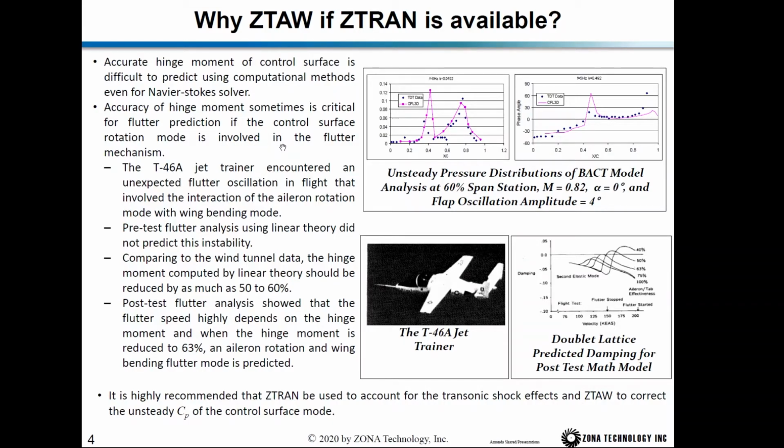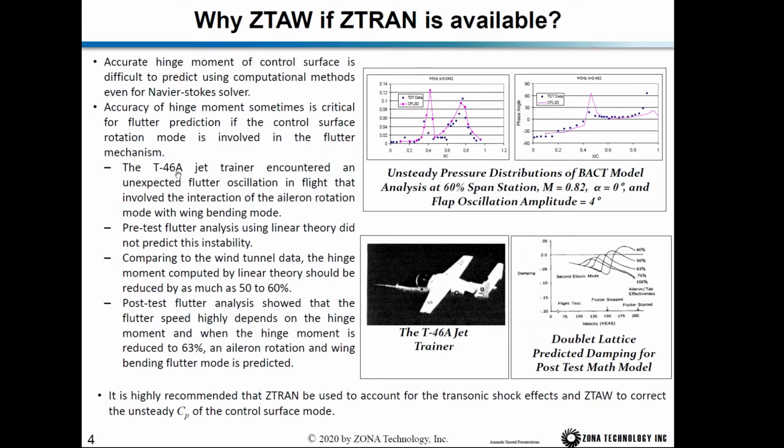The accurate hinge moment is sometimes critical for flutter prediction if the control surface rotational mode is involved in the flutter mechanism. One example is the T-46A jet trainer, which encountered an unexpected flutter oscillation in flight test. This flutter mechanism involved the interaction of the aileron rotational mode with the wing bending mode.